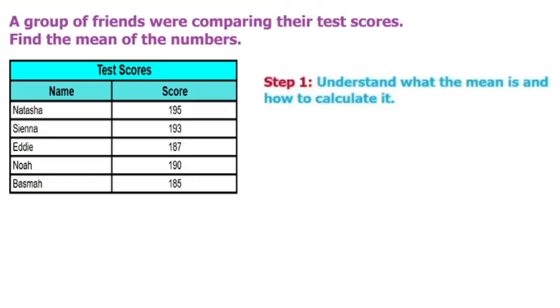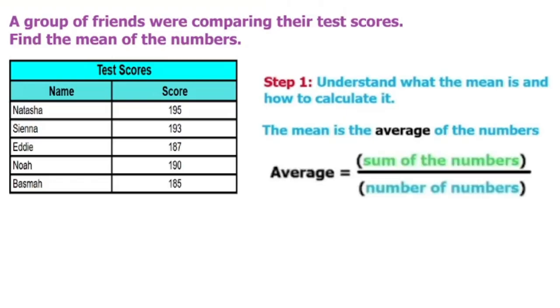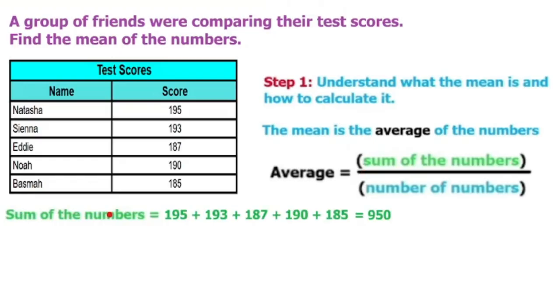So step one is to understand what the mean is and how to calculate it. So the mean is the average of the numbers. So we need to find the average of all these numbers together. The average is the sum of the numbers divided by the number of numbers. So in this case, we just take every number and add it up, every number in this table.